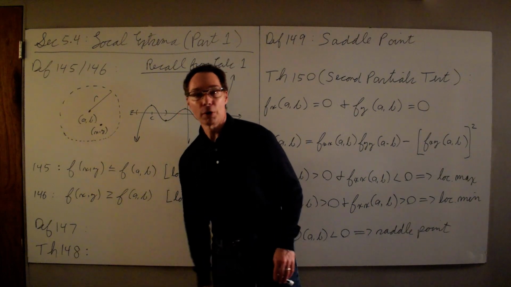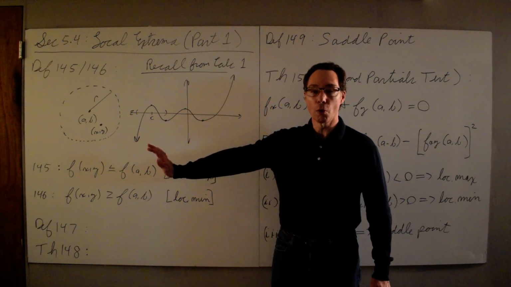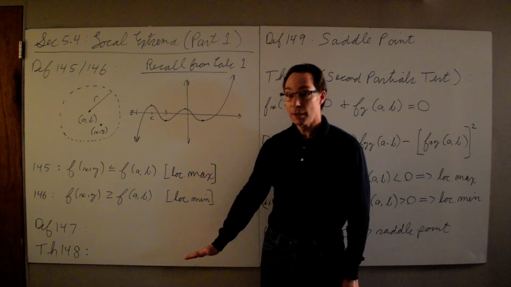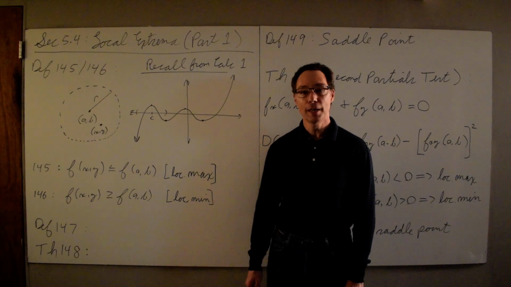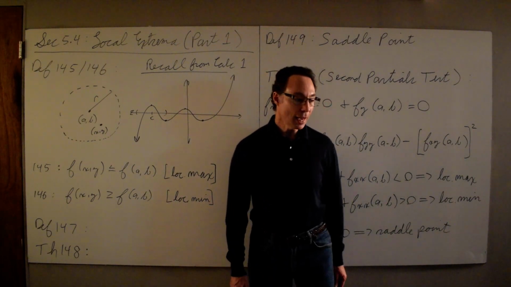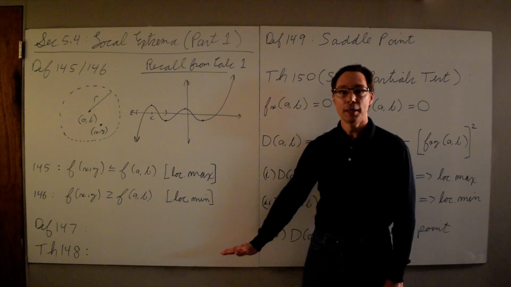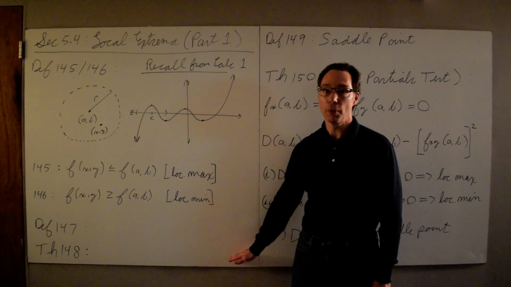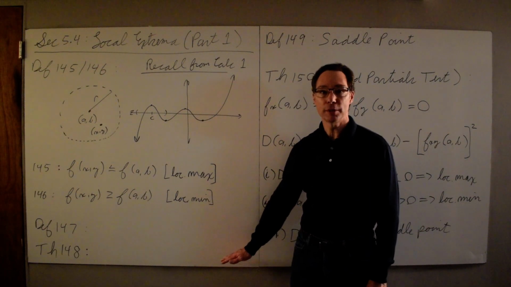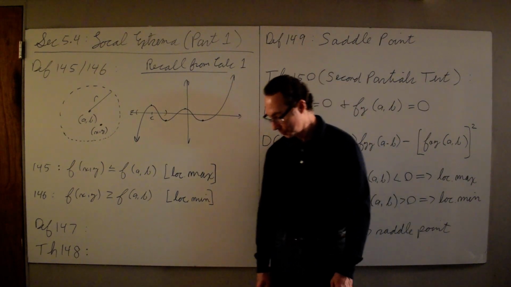Same thing for theorem 148. It says if your function has a local max or a local min, then that point is a critical point. If it has a local max or a local min at (a, b), (a, b) is a critical point. That's not saying that just because a point's a critical point, it has a local max or a local min there. What it says is that's where we look. We find the critical points and we look there for local mins and local maxes.